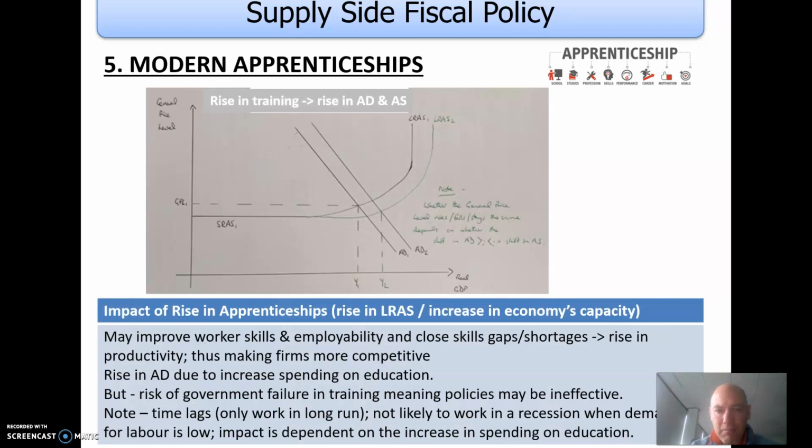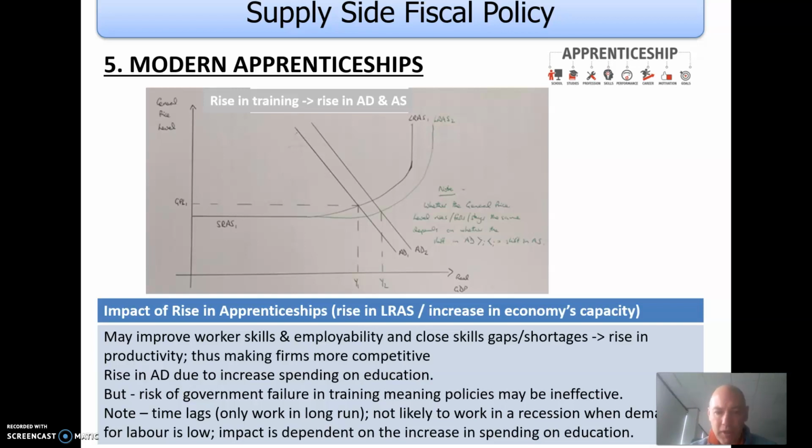Okay, similar diagram again. Okay, there's government spending, so aggregate demand increases, aggregate supply increases because workers are going to be more productive. Whether or not inflation actually goes up or down will depend on the size of the shifts, but there's definitely an increase in real GDP and likely employment. So the impact is different depending on the different types of spending here.